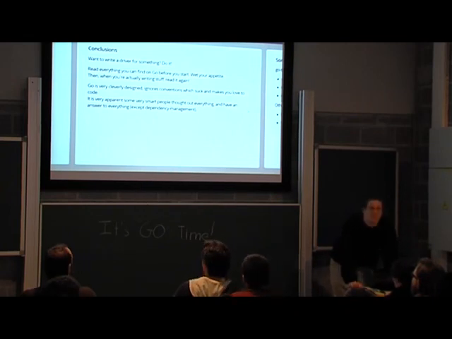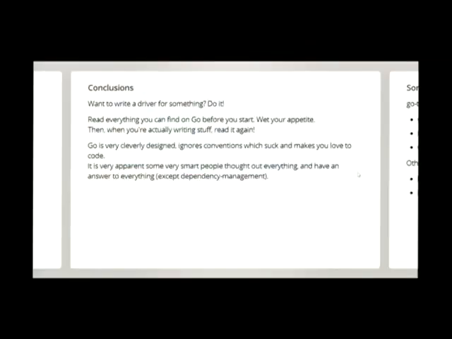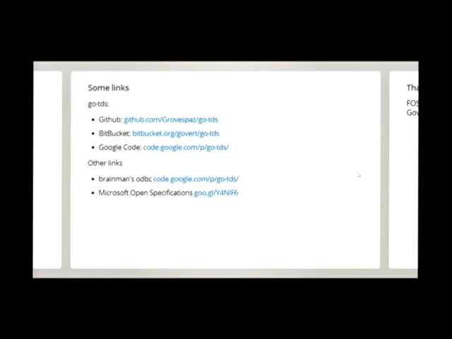So if you want to write a driver for something, just go do it. Read a lot of stuff. I read an immense amount of stuff before I even started writing a little bit of Go. Whet your appetite, and then when you're actually writing stuff, read all the stuff that makes you enthusiastic about the language again, because often you forget stuff that is really awesome and you can actually use it. Like I said, Go is very thought out. I'm going to skip through that. I've kissed enough butt now.